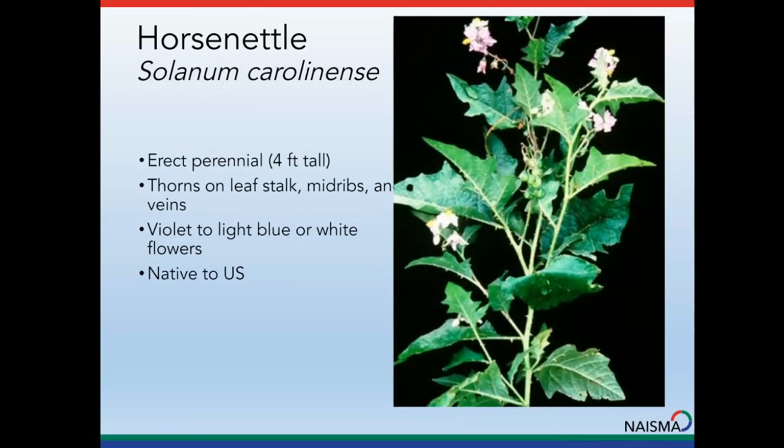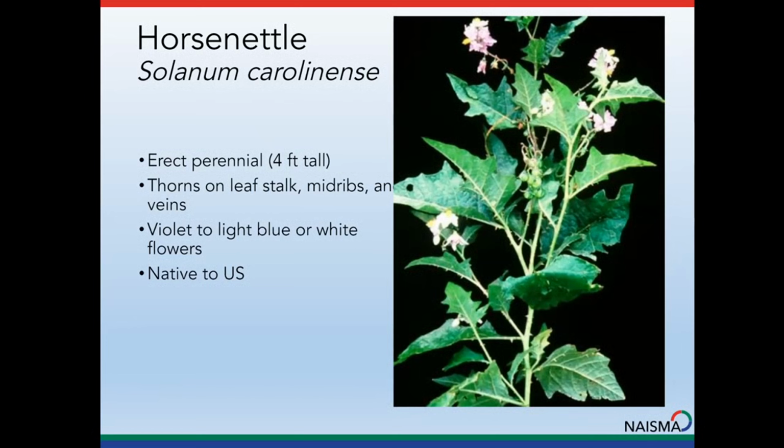Moving on to horse nettle, another species in the Solanaceae family. This particular species is an erect perennial. It has thorns on the leaf stalk and midribs and veins. You can see some of those thorns in this picture. It has violet or light blue petals, sometimes even going on white in color, with a yellow center. And this species is actually native to the United States.